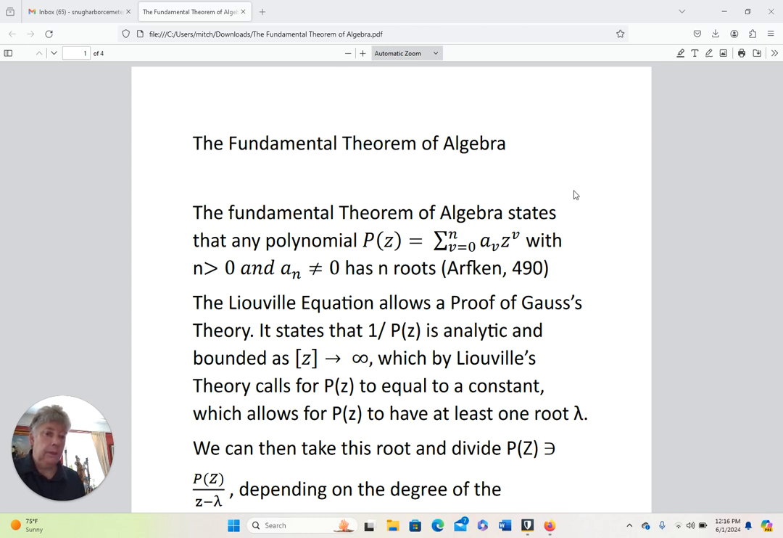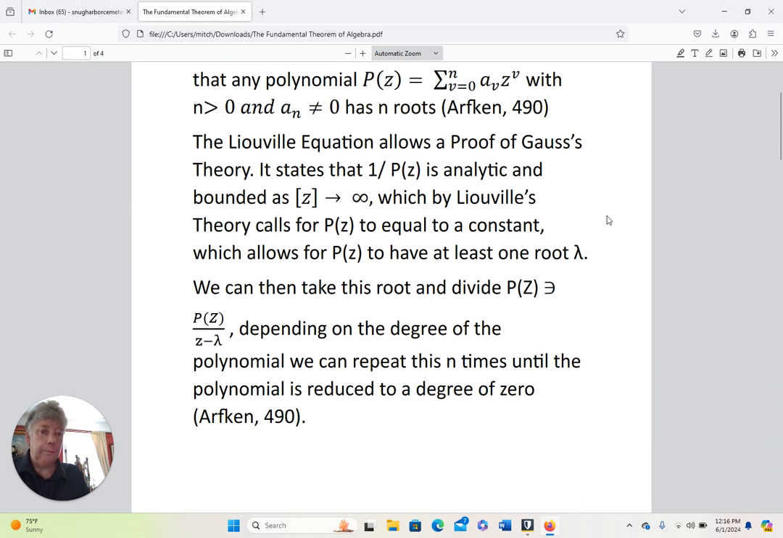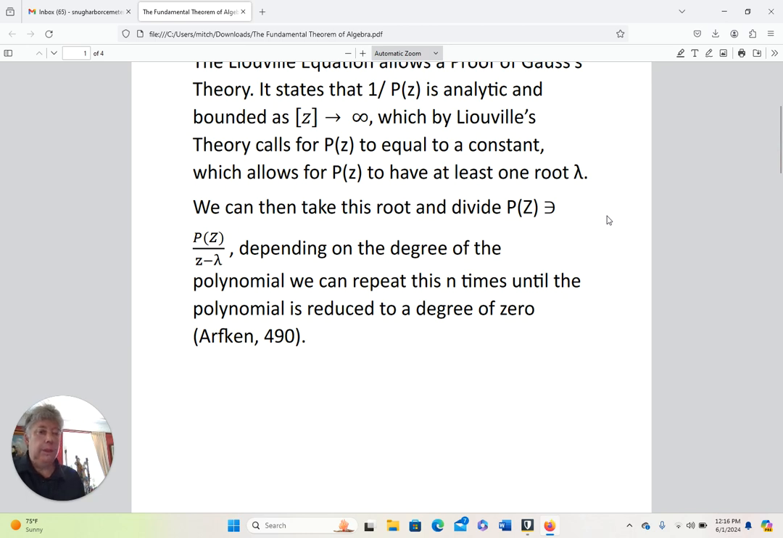Now, if we took this root and divided it into the polynomial p(z), depending on the degree of the polynomial, we would end up getting more roots. And we'd continue dividing the polynomial until we reduced it to a degree of 0.